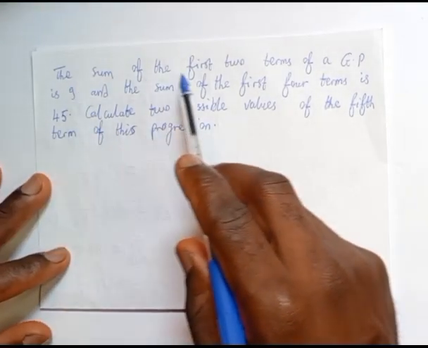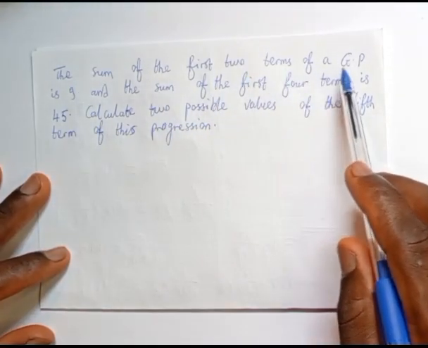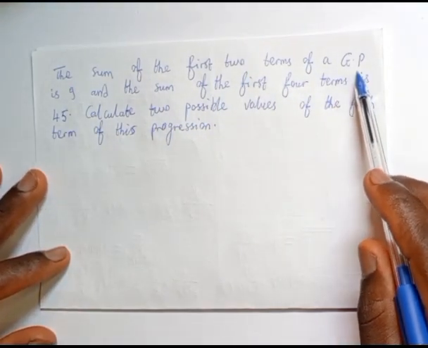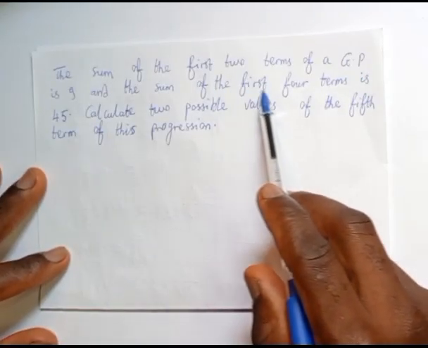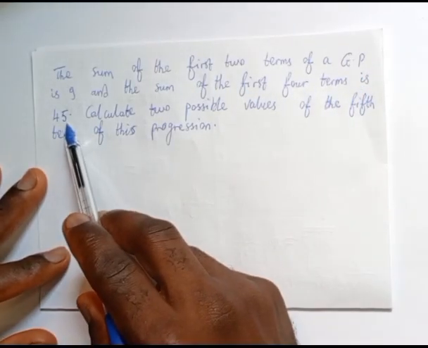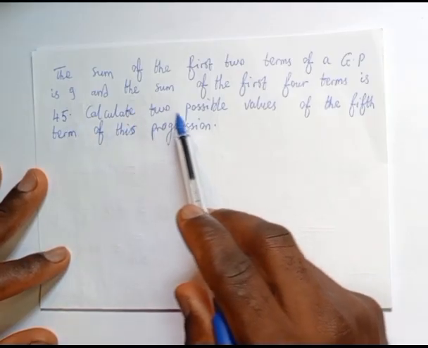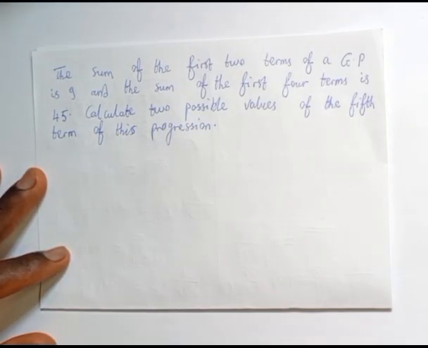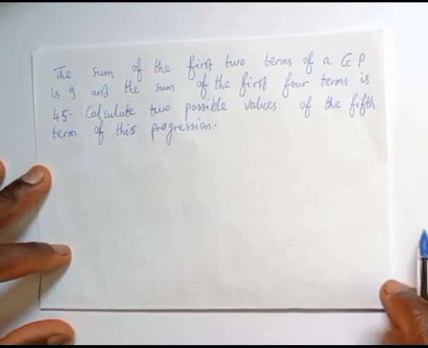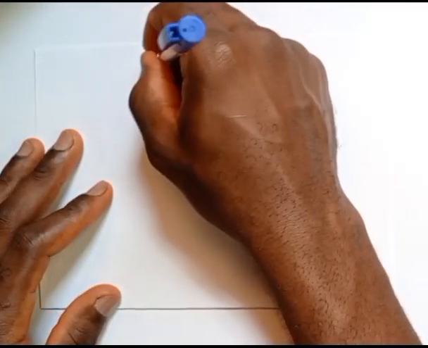The sum of the first two terms of a GP, geometric progression, is 9 and the sum of the first four terms is 45. Calculate two possible values of the fifth term of this progression. Take solution.